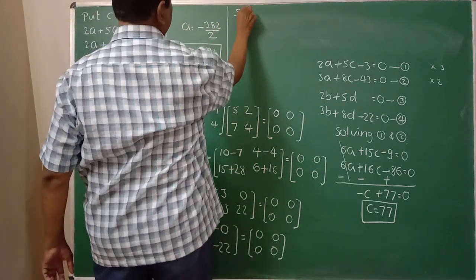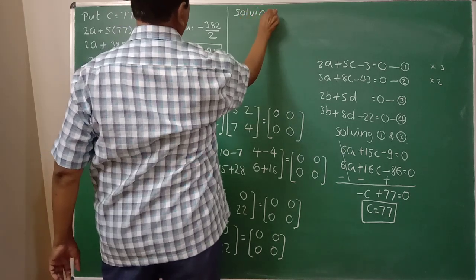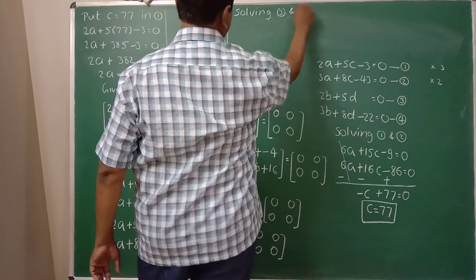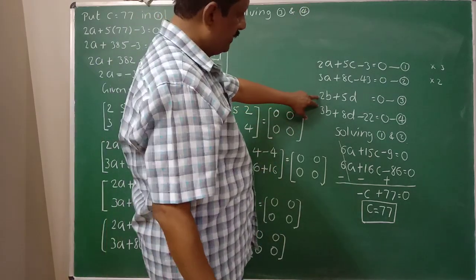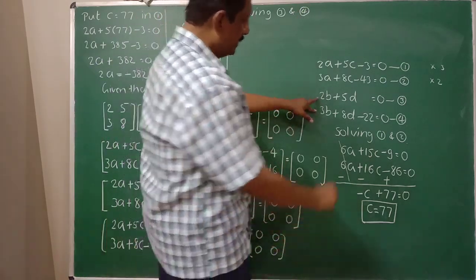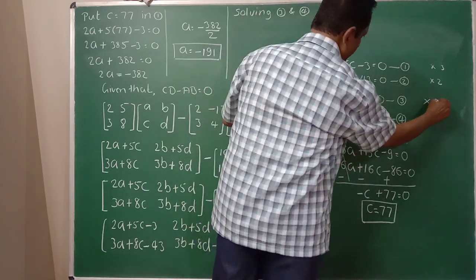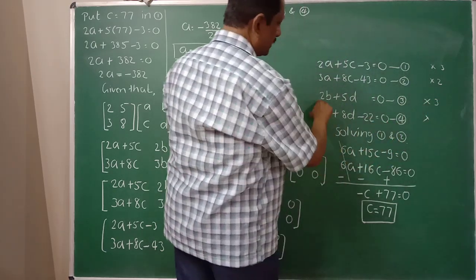Solving equations 3 and 4 here. Even here also 2b and 3b is there. Multiply this third equation by 3, and multiply this fourth equation by 2.